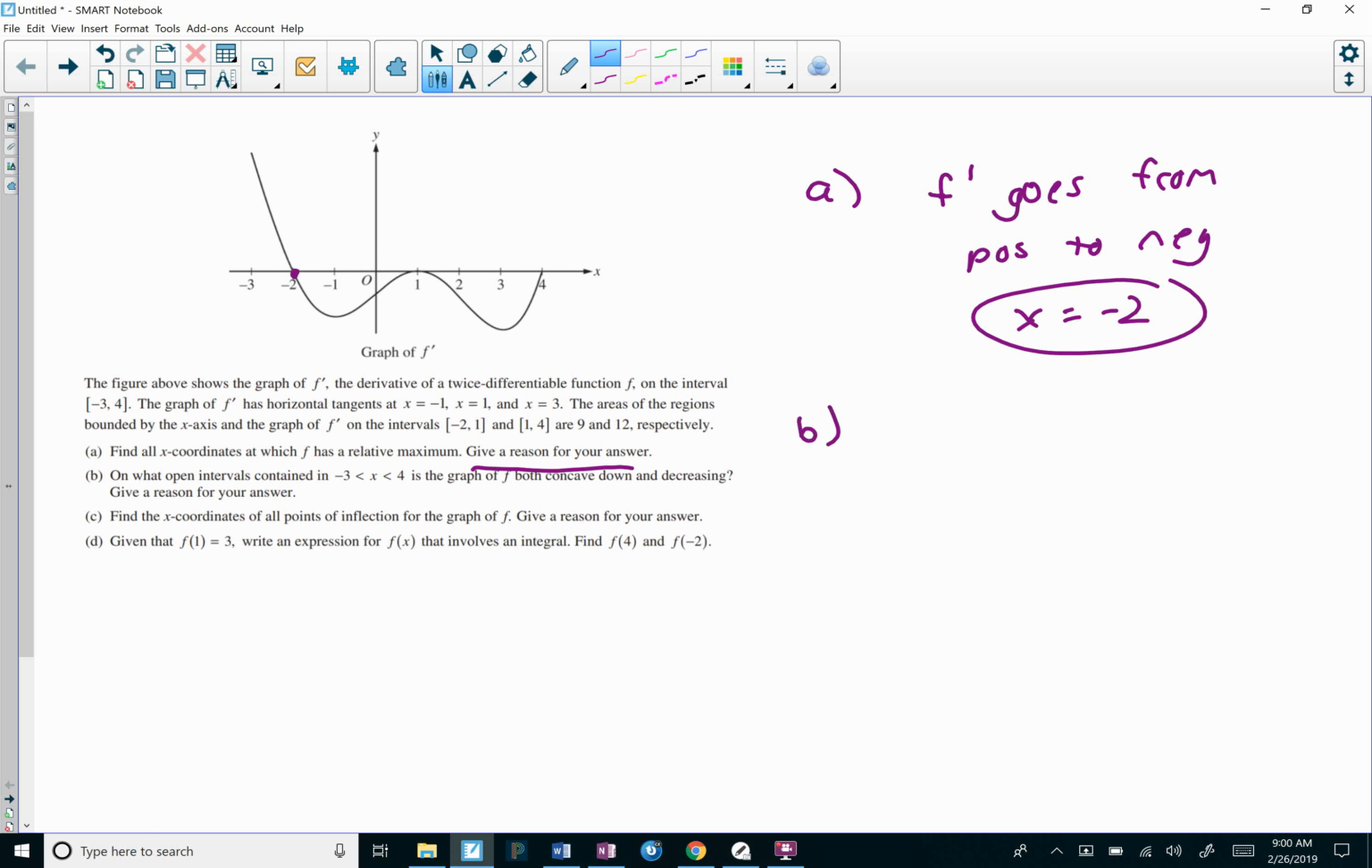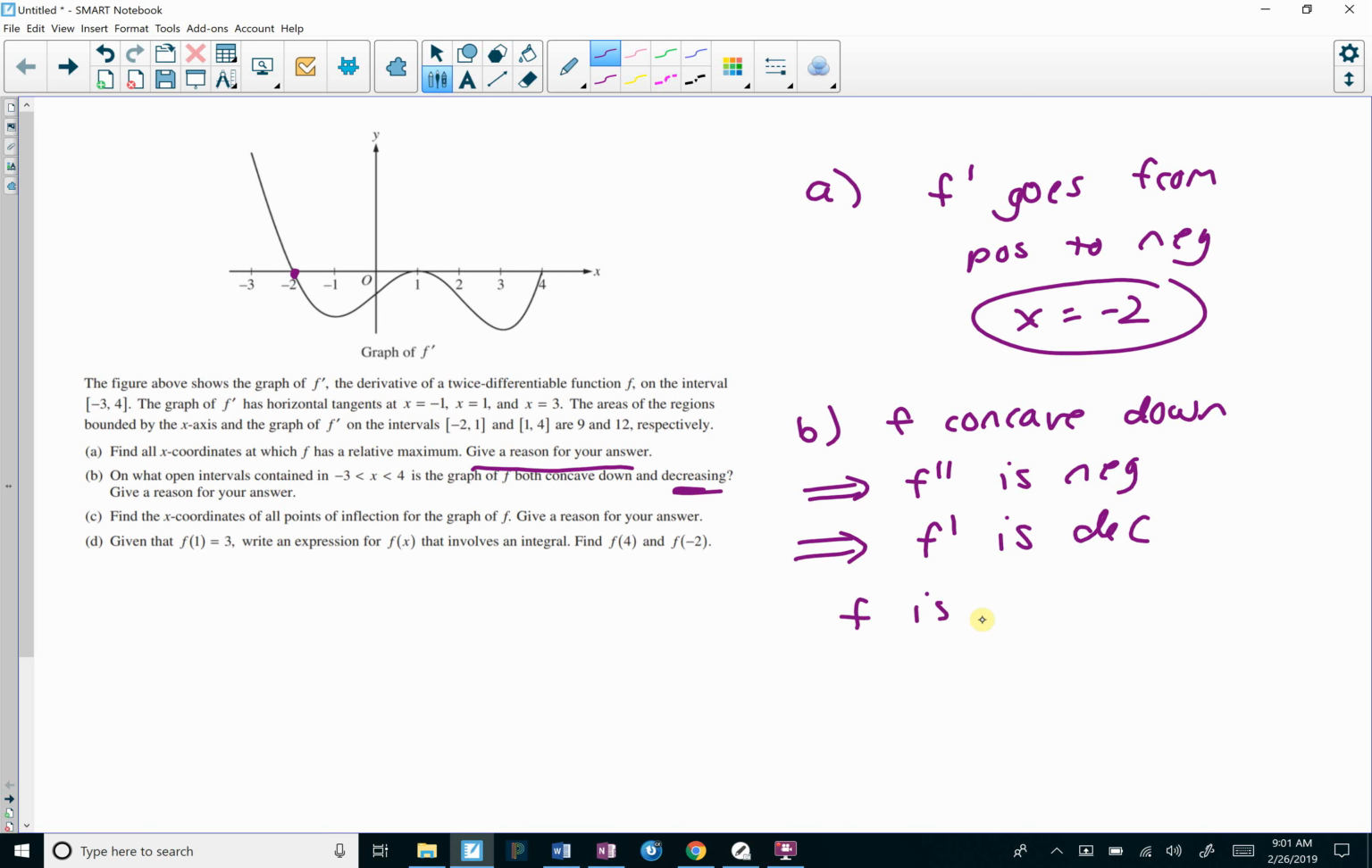Part B says, on what open interval containing negative 3 to 4 is the graph of f both concave down and decreasing? So same kind of thing. So if f is concave down, well, that means f double prime is negative. Well, what that means, it means f prime is decreasing. So that's one thing I'm looking for. Okay, if f is decreasing, so here's the second part of the question. That means f prime is negative.